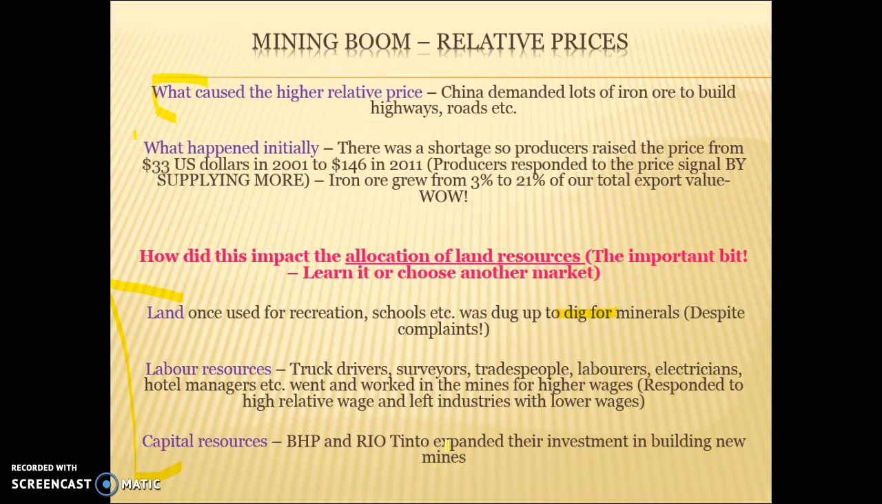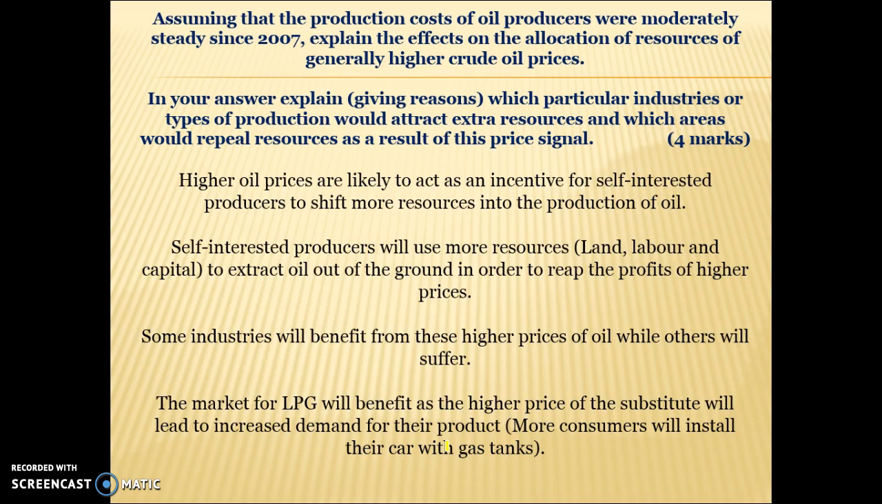BHP and Rio Tinto expanded their investment and started building new mines as well to try and take advantage of this boom. I'm just going to go through 3 other tricky questions with you for the rest of this video. So assuming that the production costs of oil producers were moderately steady, explain the effect on the allocation of resources of higher oil prices. So if oil prices go up, but it's not a supply side factor, explain which particular industries will attract extra resources and which areas would repel resources as a result of this price signal.